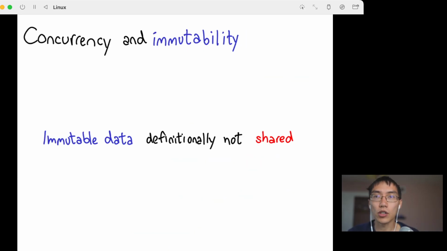Okay, so I want to talk about another idea. Immutable data is very nice and easy to work with. In Haskell, most of our data structures are immutable, and immutable data can be freely shared between threads because it's always the same thing. It never changes. So there's no possibility of stomping over each other's toes in this situation.